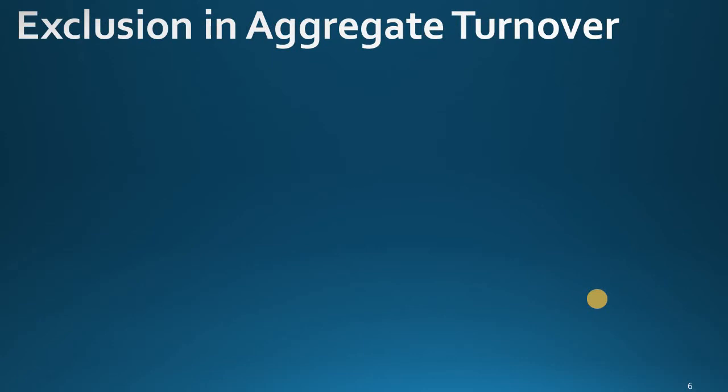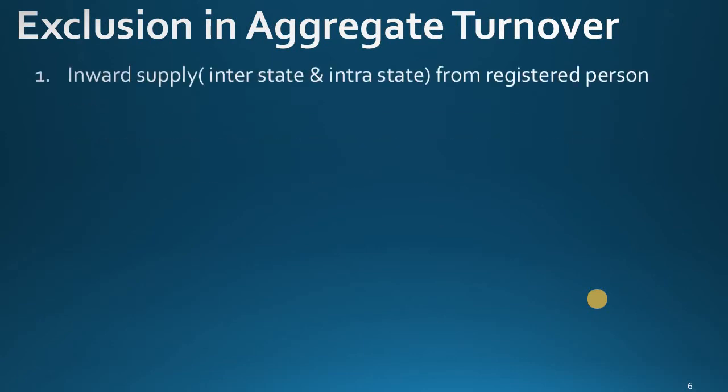Now what is excluded in aggregate turnover? First one is, as discussed in the meaning, inward supply. So that is interstate and intrastate from registered person. Inward supply means it is purchase. So if there is any purchase made, it is excluded because GST is taxed on the supply of goods and services, not on the purchases.